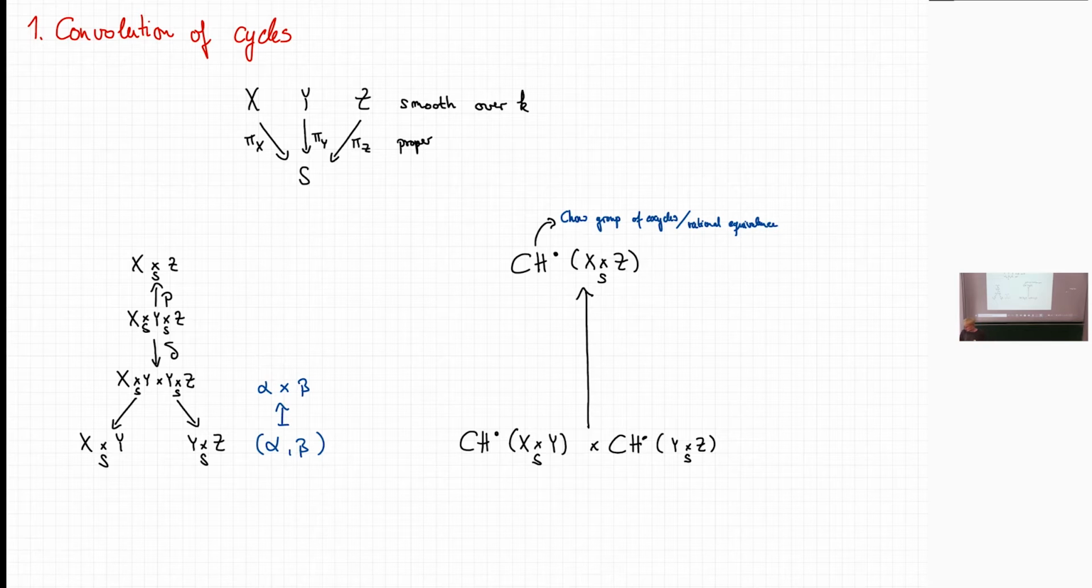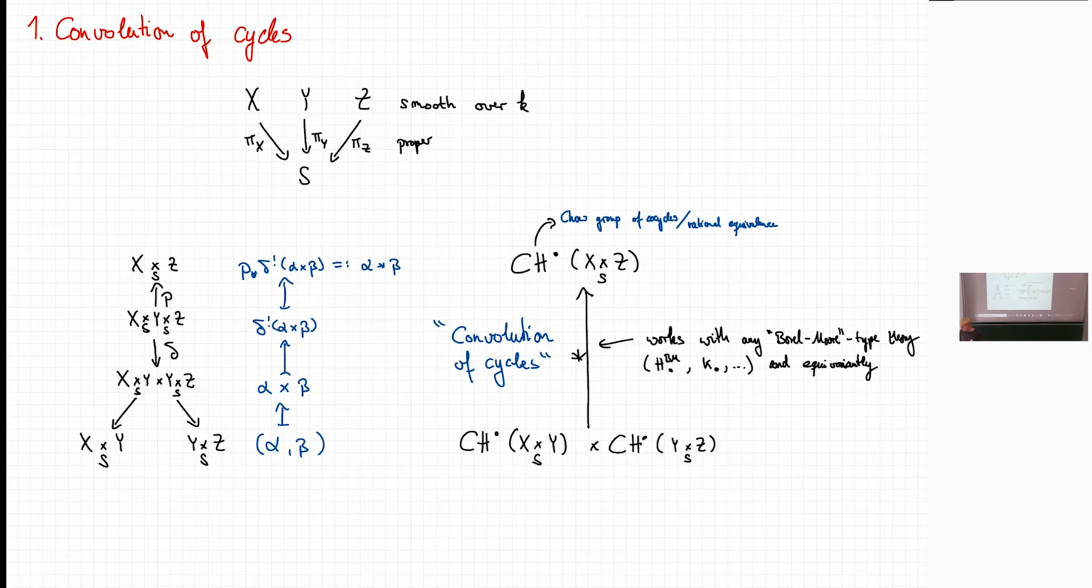Okay? Just using the usual functorialities, push this through all the functorialities, and then you get a cycle in X times Z, yeah? And this convolution is a generalization of composition of functions, yeah? You take the graph of functions and the cycle associated to this convolution corresponds to the composition of functions, but this is more general. And in fact, it doesn't only work with Chow groups.